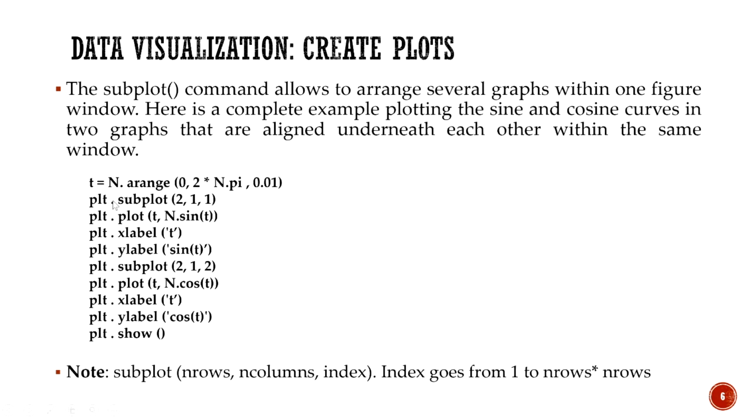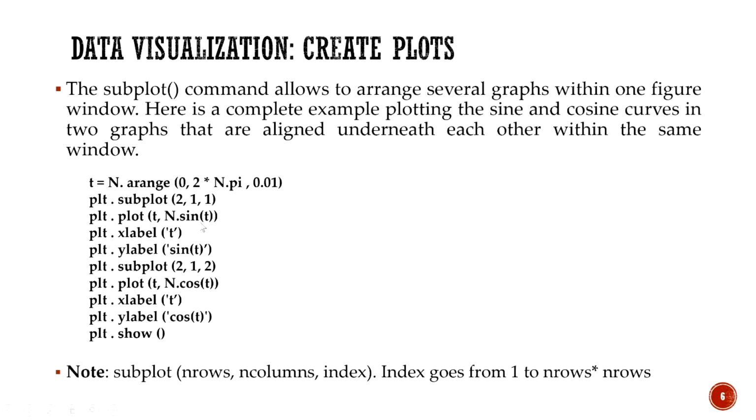Now, here you use plt.subplot. There are three arguments. The first one shows the number of rows, and I have explained it here in this slide. So the number of rows is the first argument, then the number of columns. In this example, we want to have each graph in one row and one column. And then the third argument is the index. The index shows the position of your graph.